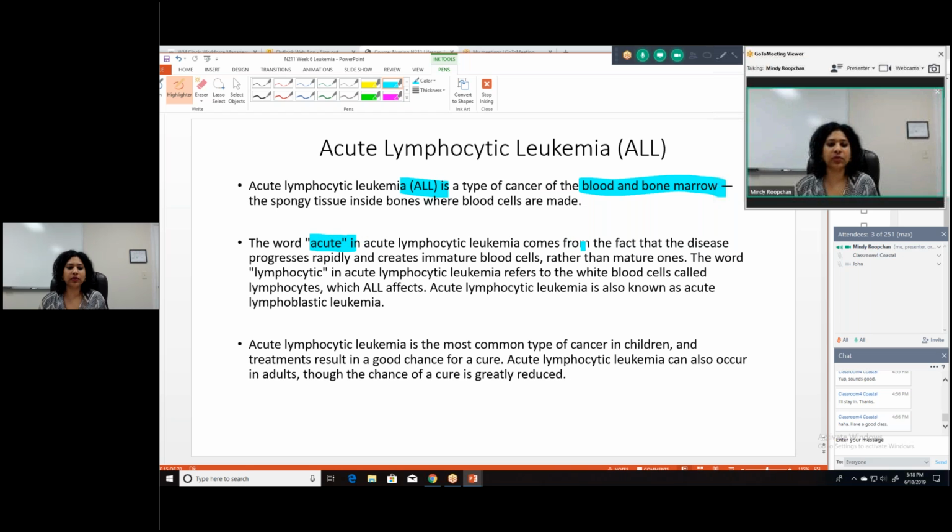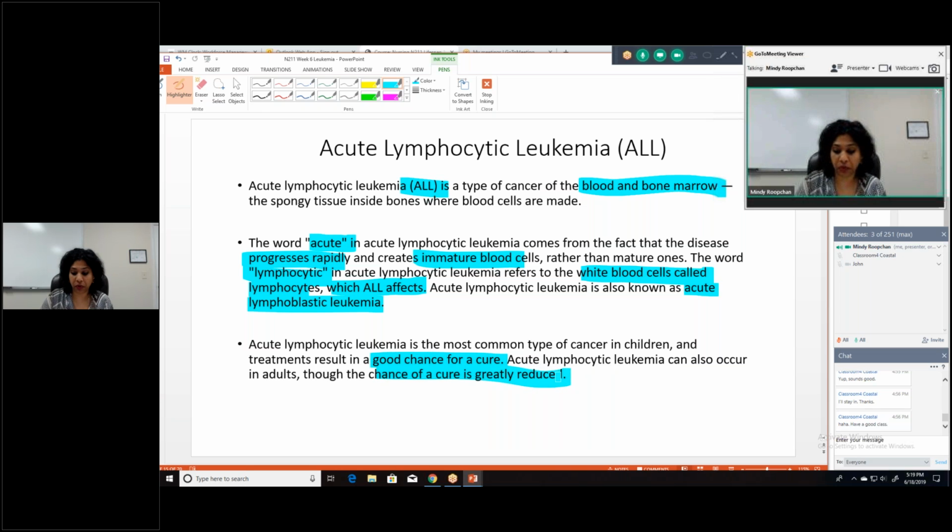So the word acute comes from the fact that the disease progresses rapidly. It creates immature blood cells, not mature ones, and lymphocytic in acute lymphocytic leukemia means the white blood cells called lymphocytes, which is what this leukemia affects. So it's also known as acute lymphoblastic leukemia, ALL. ALL is the most common type of cancer in children, and the treatment results in a good chance for cure. It also can happen in adults, but the chance of cure is reduced for adults.